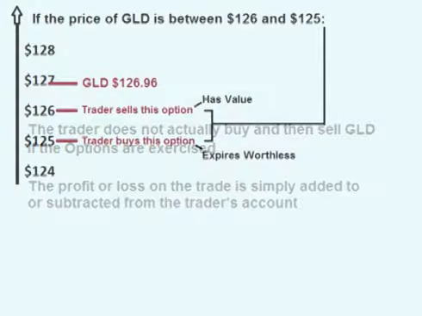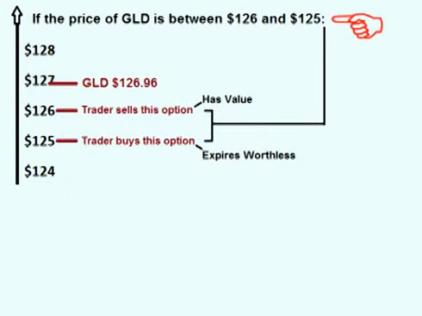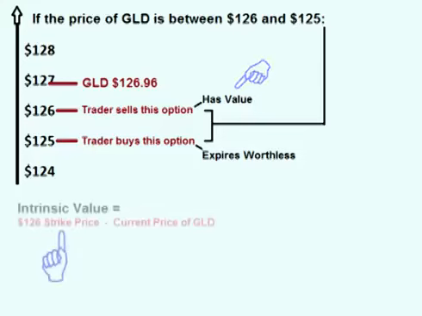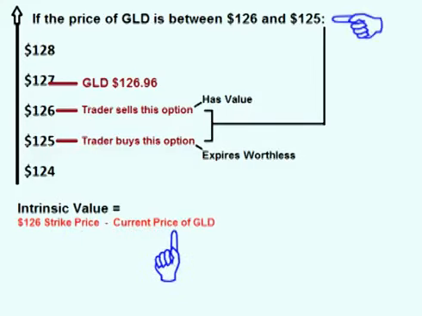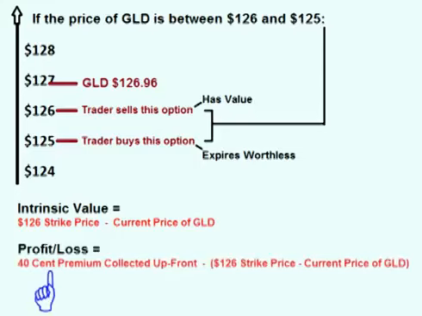If the price of GLD is between $126 and $125, the option the trader bought expires worthless. However, the option the trader sold has intrinsic value. The strike price is $126, and the price of GLD is below $126. The intrinsic value is the difference between the strike price and the current price of GLD at expiration. In other words, the trader must theoretically buy GLD for $126 and sell it at the market price that is between $125 and $126, losing the difference. That loss is subtracted from the 40 cents the trader was paid up front.